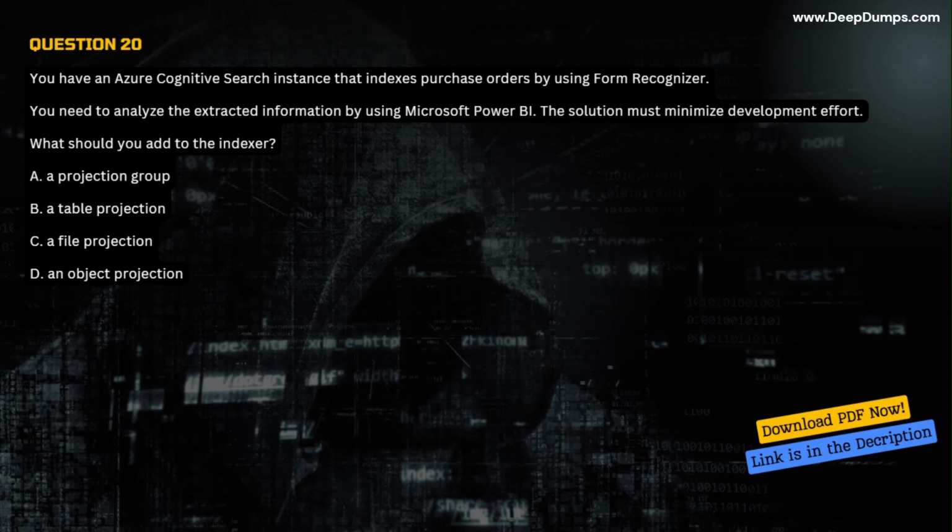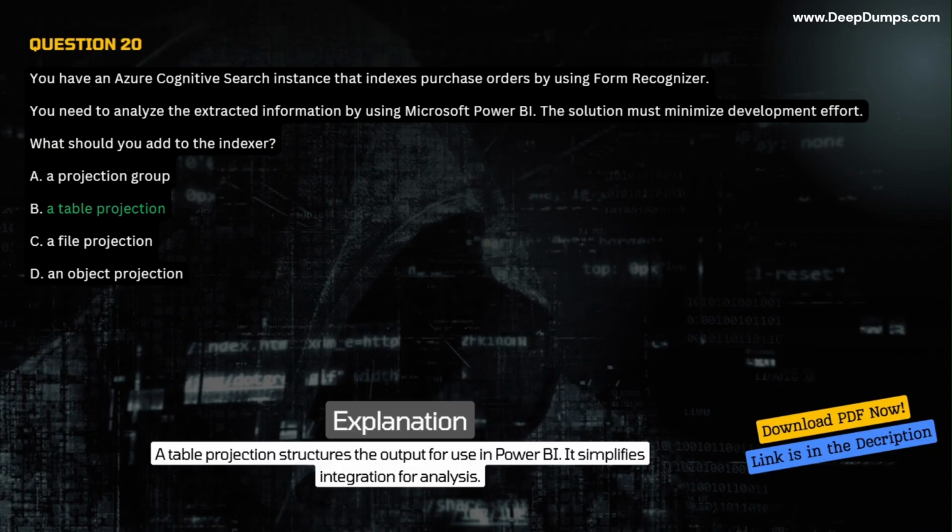A. A projection group. B. A table projection. C. A file projection. D. An object projection. Correct answer B. A table projection. Explanation: a table projection structures the output for use in Power BI. It simplifies integration for analysis.